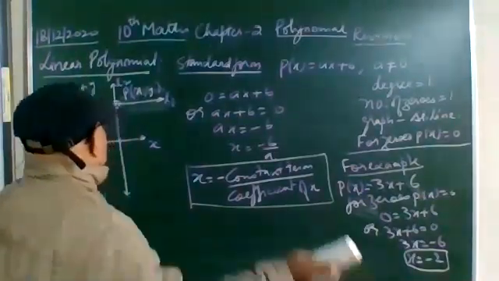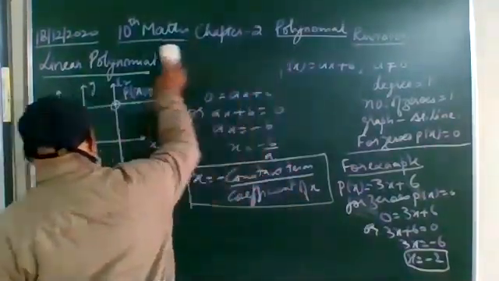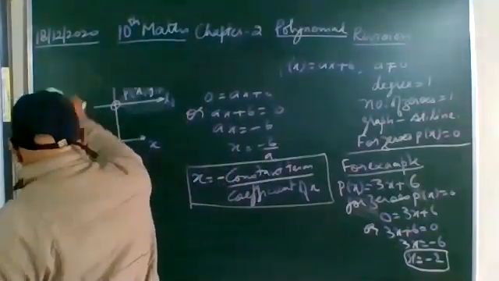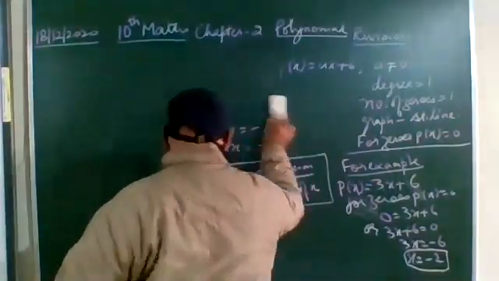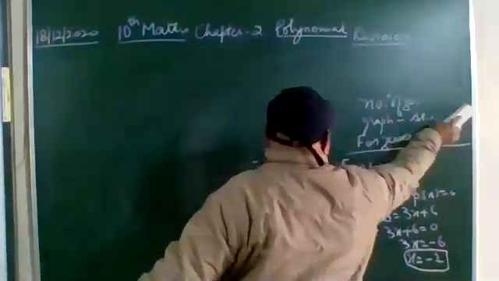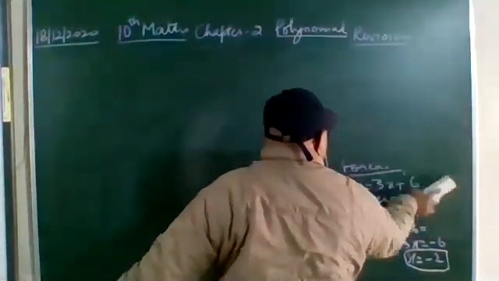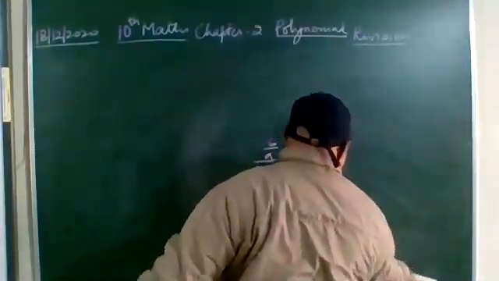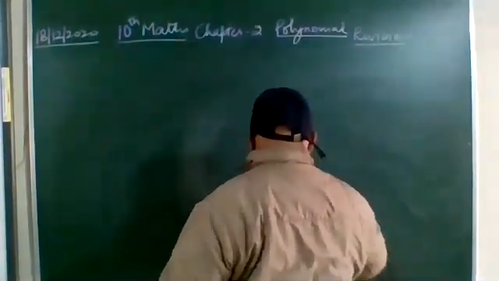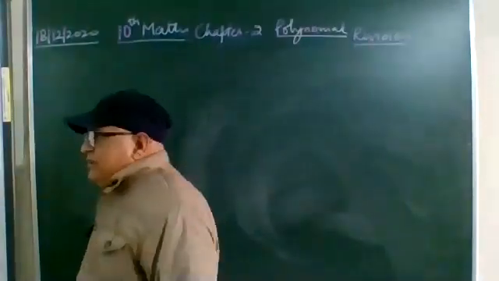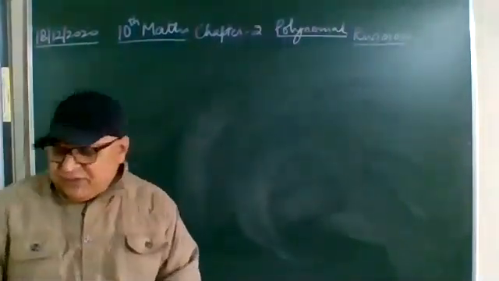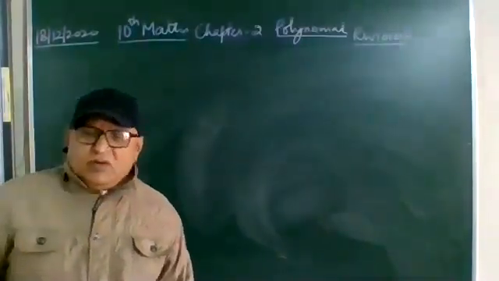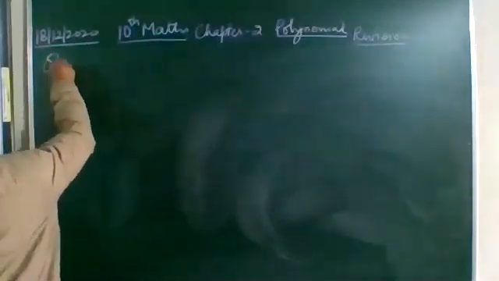After this, we move from the linear polynomial to the quadratic polynomial. The quadratic polynomial is very important because when a quadratic polynomial is equated to 0, we get a quadratic equation. So all the formulas you study in the quadratic polynomial will apply in the quadratic equation. So, the quadratic polynomial.